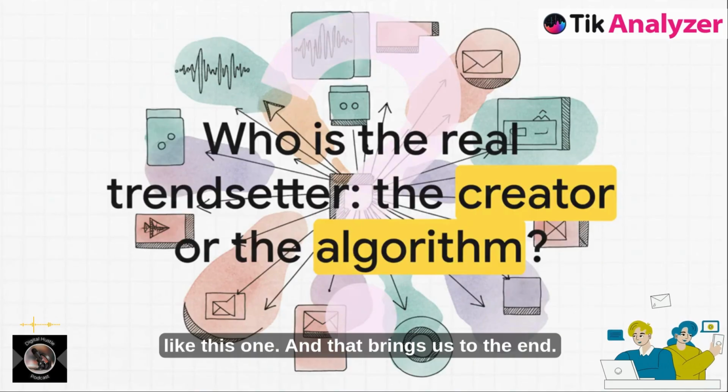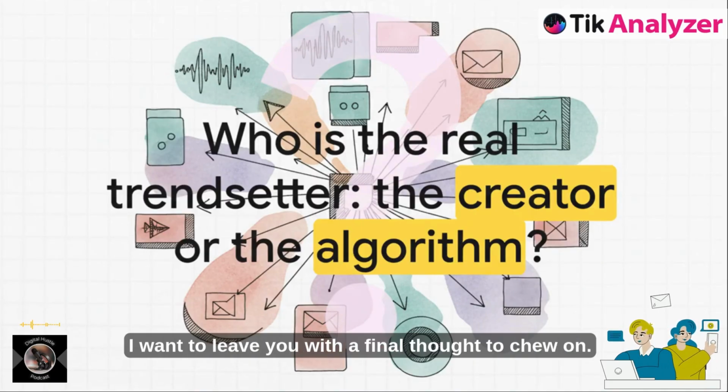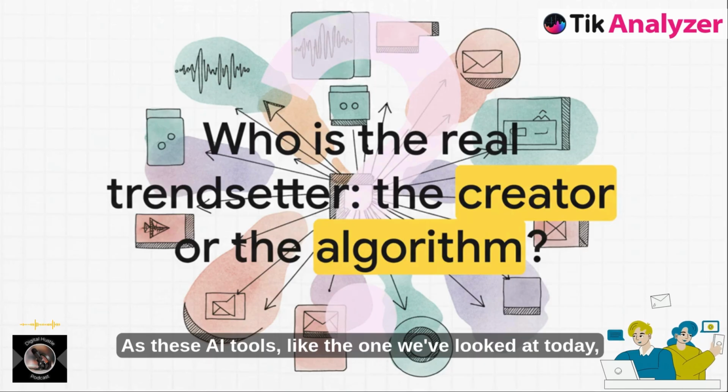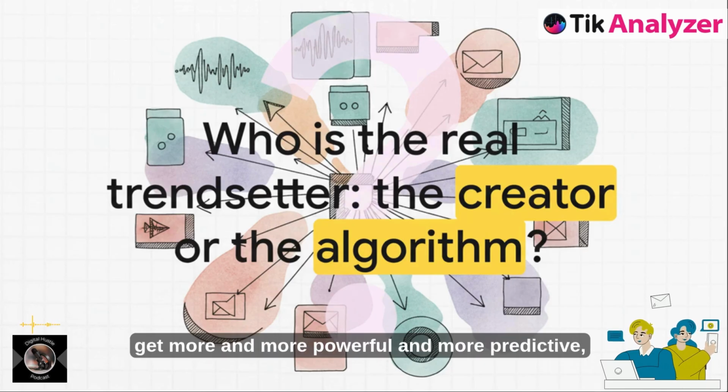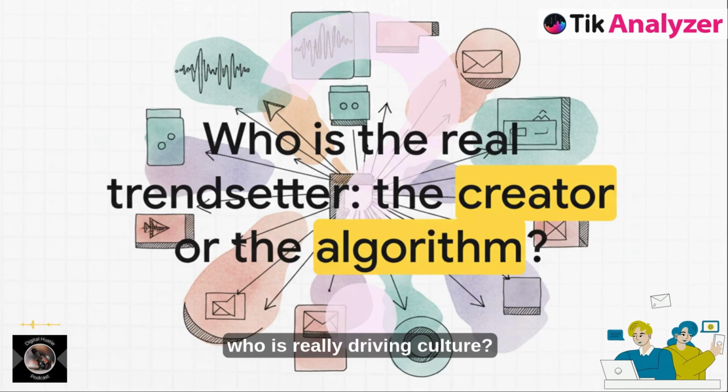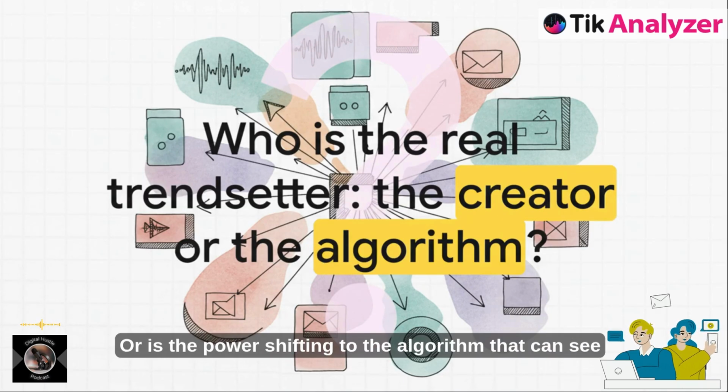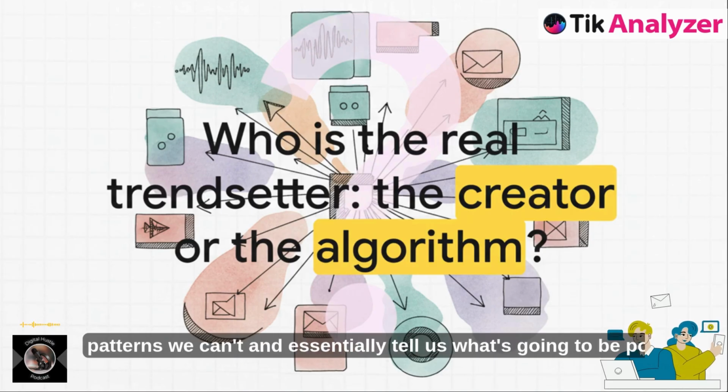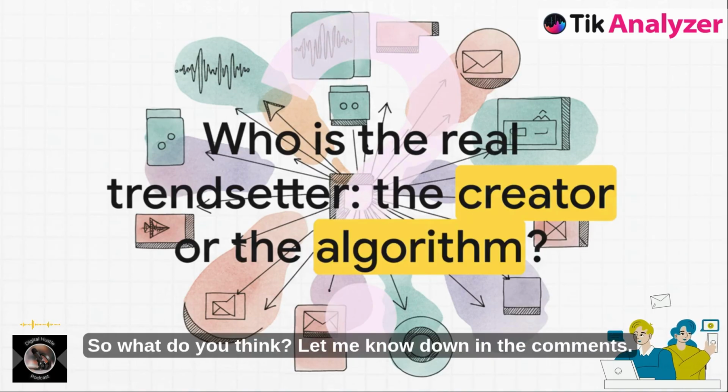And that brings us to the end. I want to leave you with a final thought to chew on. As these AI tools, like the one we've looked at today, get more and more powerful and more predictive, who is really driving culture? Is it still the human creator coming up with a brilliant original idea? Or is the power shifting to the algorithm that can see patterns we can't and essentially tell us what's going to be popular next? It's a fascinating question about the future of creativity. So, what do you think? Let me know down in the comments.